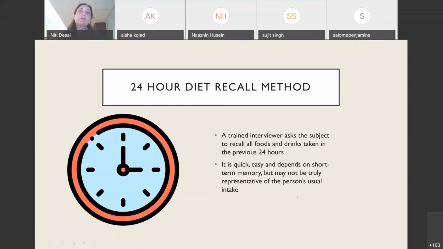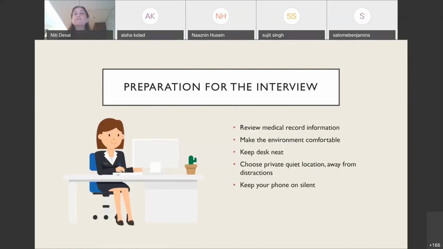but of course, it may not be truly representative of the person's usual intake unless you have had the opportunity to ask the patients to get a 3-day recall where there are 2 weekdays and 1 weekend day. That would be ideal. I do it with patients who have taken appointment in advance. Then we tell them to come with this data. That saves a lot of time, and in fact, it gives us a very good perspective instead of just one 24-hour recall.